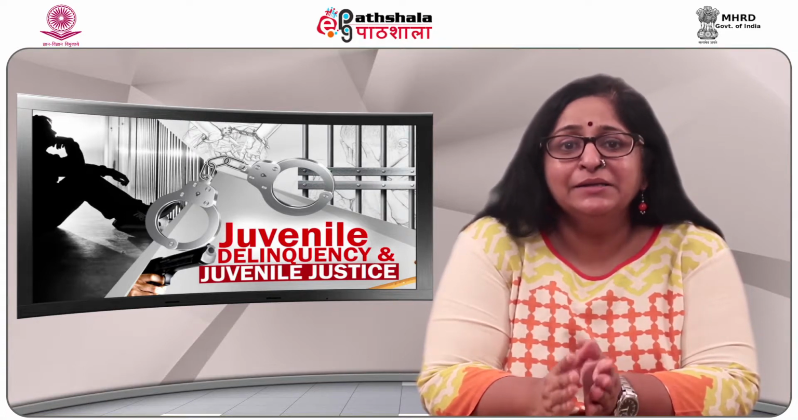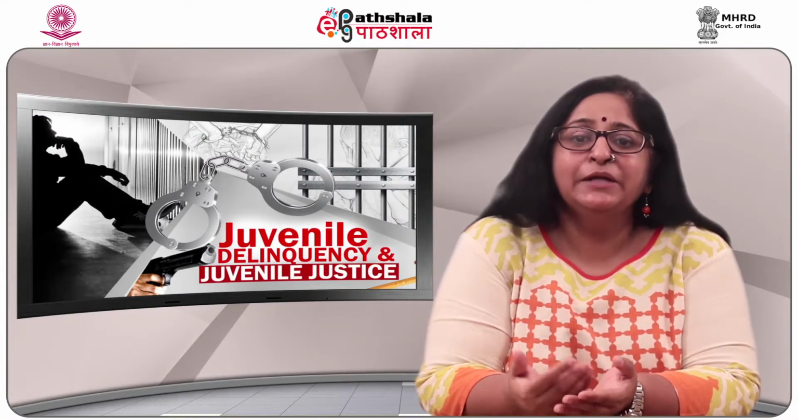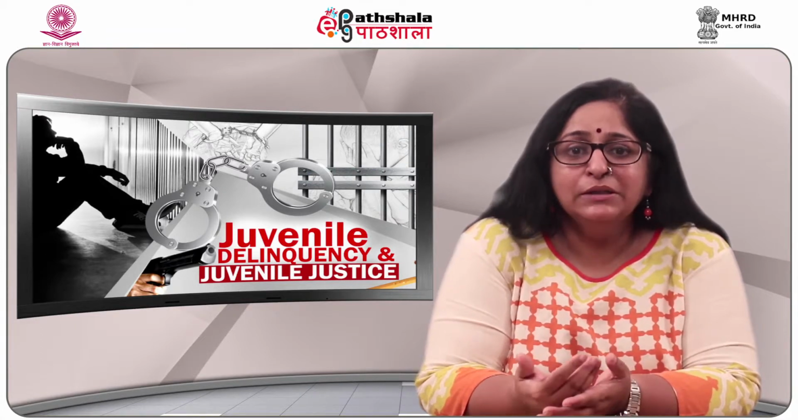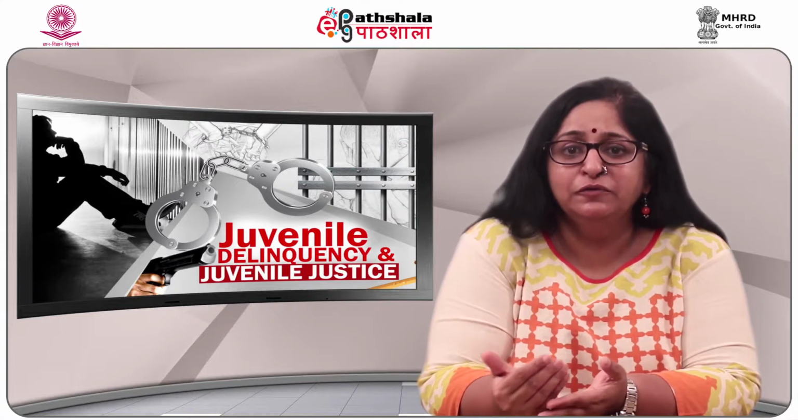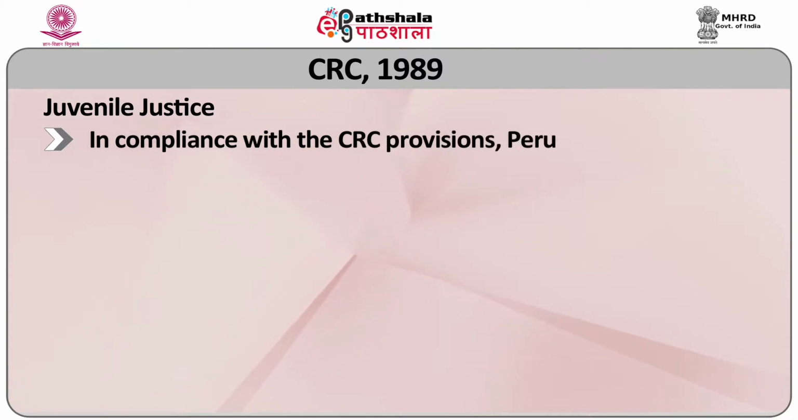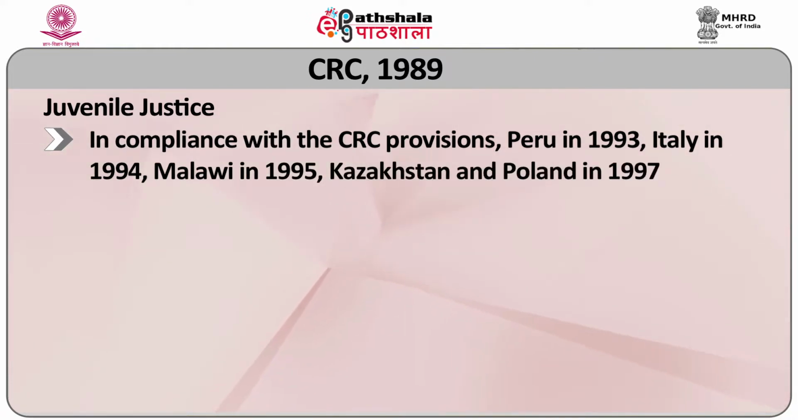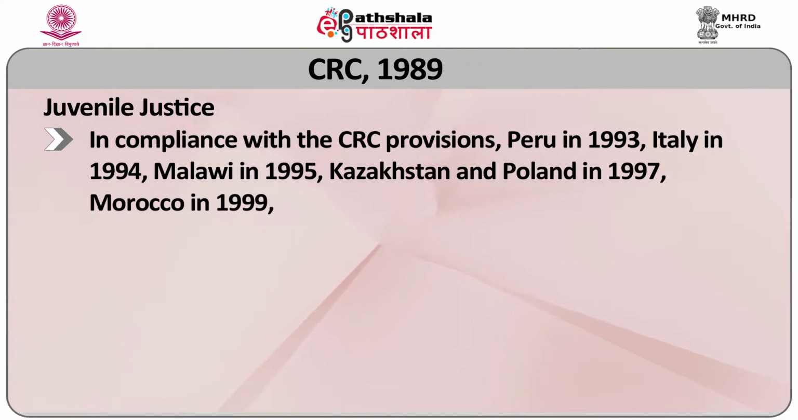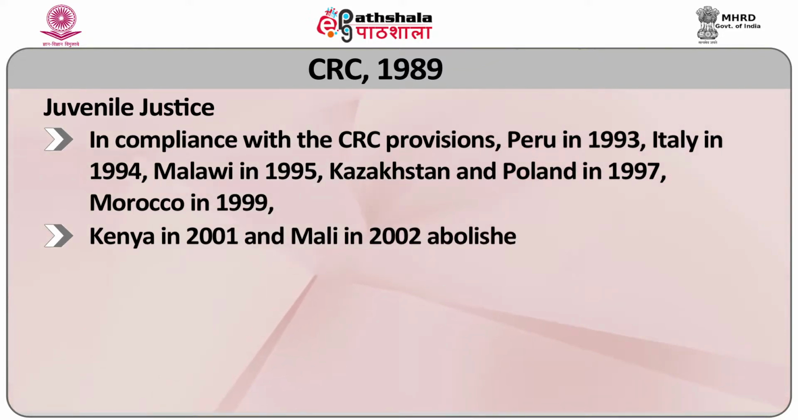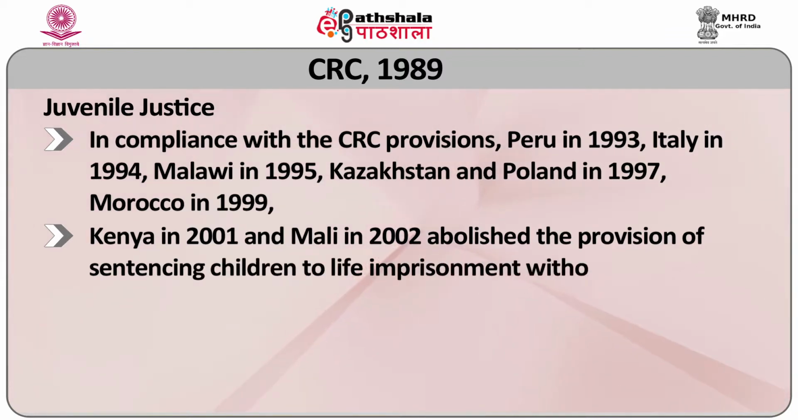This has led to various governments amending their national constitutions as well as their domestic laws, rules, policies and programs pertaining to juvenile justice. In compliance with the CRC provisions, for example, Peru in 1993, Italy in 1994, Malawi in 1995, Kazakhstan and Poland in 1997, Morocco in 1999 and Kenya in 2001 and subsequently Mali in 2002 abolished the provision of sentencing children for life imprisonment without parole.